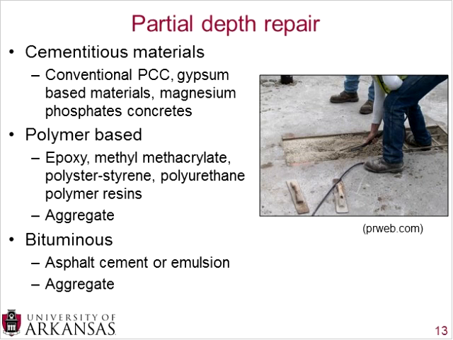The problem with these though is they're usually very, very expensive. They may be a little more difficult to work with. They're certainly not as common. So those are all things to take into consideration as well. And then finally, you can use a bituminous-based partial depth repair, whether you use asphalt cement or emulsion as the binding agent. You do need some sort of aggregate. And I'm sure we've all driven down roads where it's a Portland cement concrete road, and then there's some sort of asphalt patch along that project. That could be a partial depth repair that they chose to use in that way.